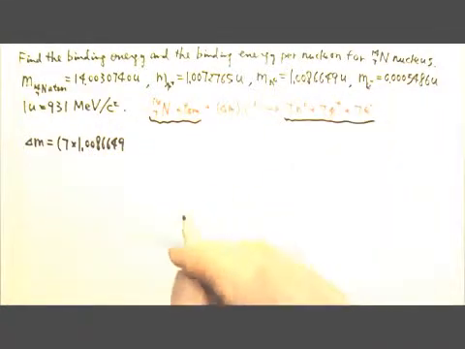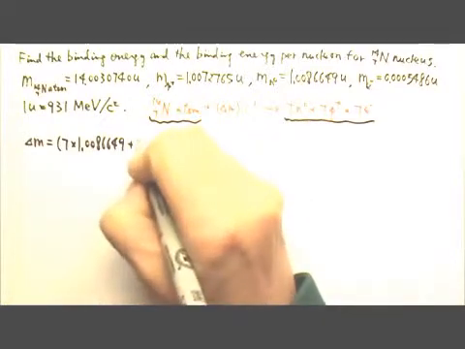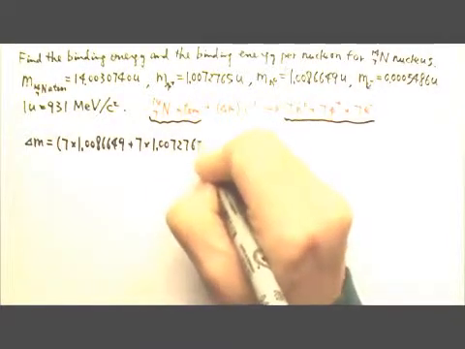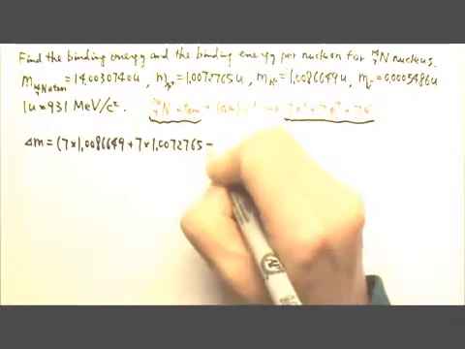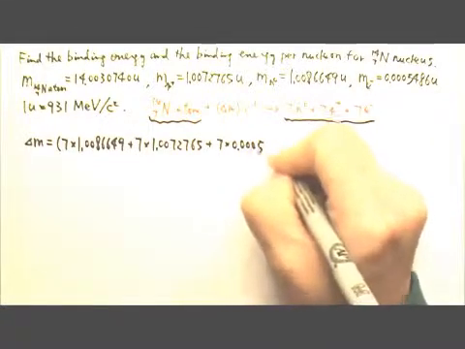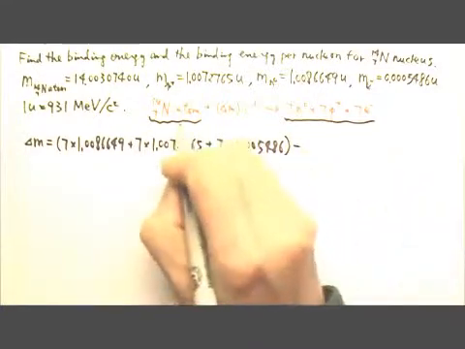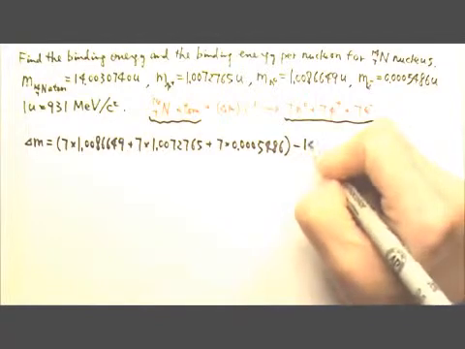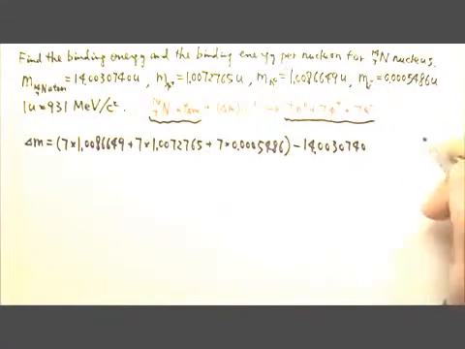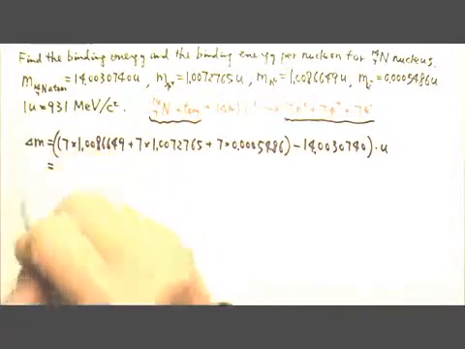So I'm going to do 7 neutrons, 7 times the mass of a neutron, 1.008664, and I'm just going to leave the U out and then put it in later, plus 7 protons, 7 times 1.00727665, plus 7 electrons, 7 times 0.0005486, and then minus the atom's mass, which is 14.0030740, and this is in unit U. So let's do the calculation.